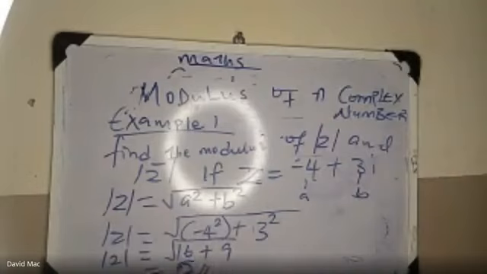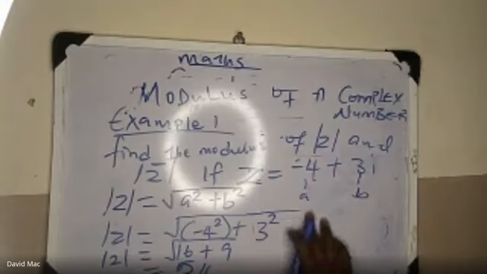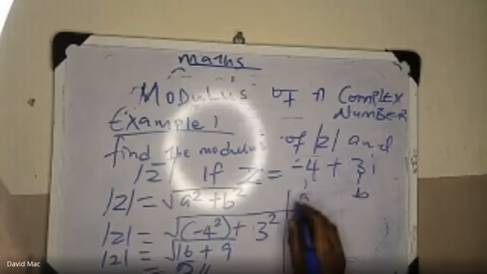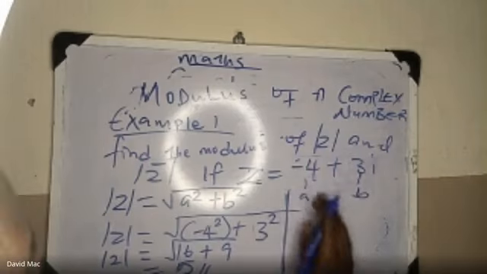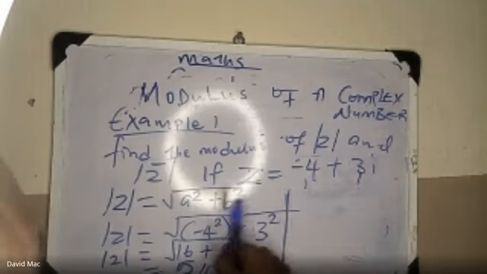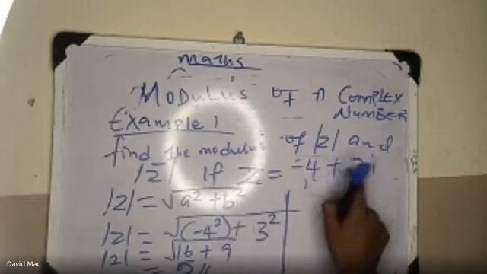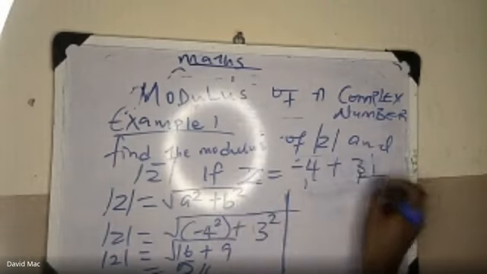So the modulus of z here, when z is minus 4 plus 3i, is what? Is 5. Now let's solve for the modulus of the conjugate of z. Let's solve it and see something. So the modulus of the conjugate of z will be what? Remember, I said you are changing the sign of the imaginary part.